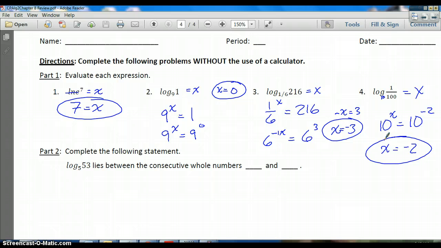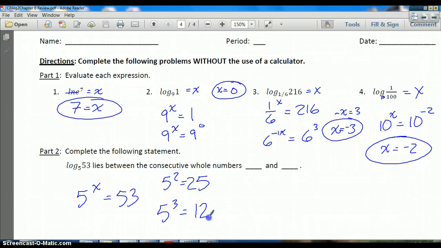Part 2 is actually more simple than what you think. You have to think to yourself, 5 to the x equals 53. So x has to be between which two whole numbers? Okay, well first off, 5 squared is 25. 5 to the third is 125. 53 lies between these two. So that means our exponent here has to be between 2 and 3.